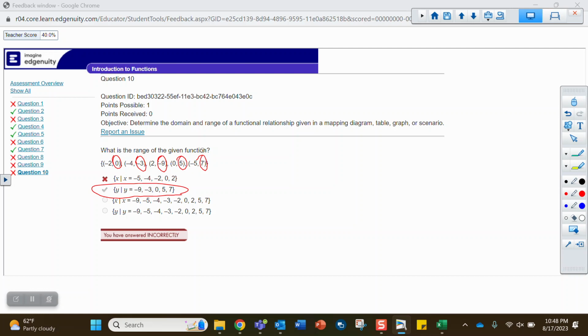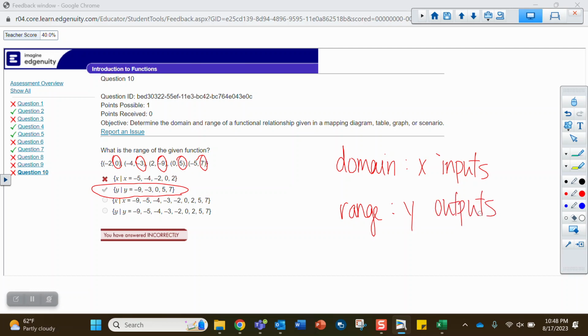So it looks like maybe you're just getting domain and range mixed up. So the domain, those are the x values or the inputs of a function. And then the range, those are the y values or the outputs. So the domain is left and right on the graph, and the range is up and down, like the height.